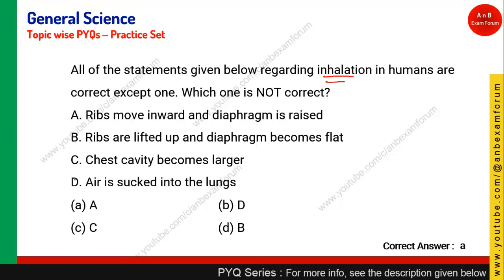This is incorrect. Ribs actually go upward, okay, not inward, and diaphragm becomes downwards. Okay, so this is incorrect, whereas B is correct. Ribs are lifted up and diaphragm becomes flat. Okay, so this option A is incorrect.